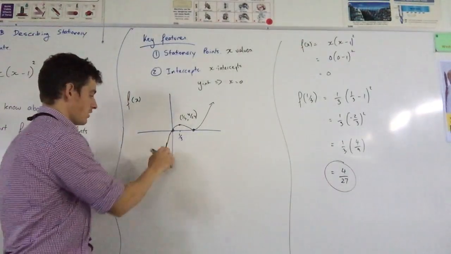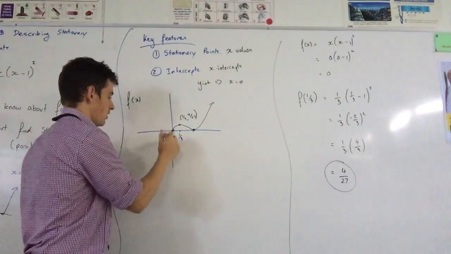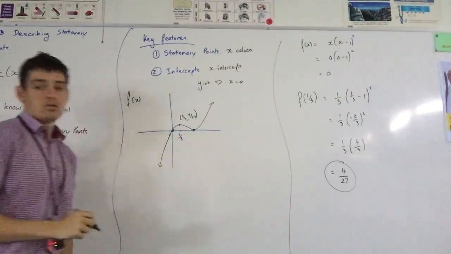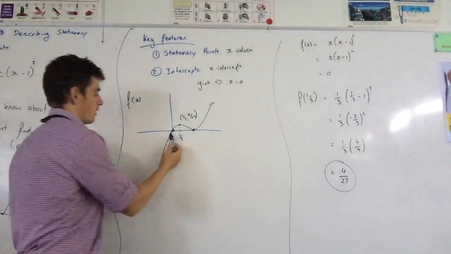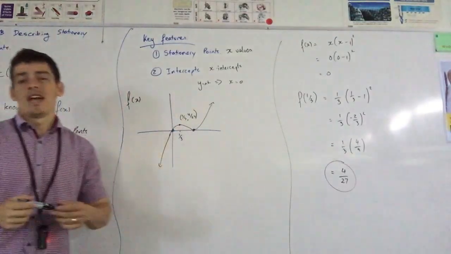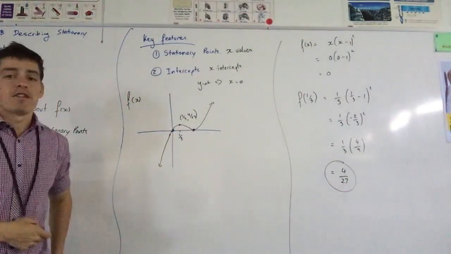We don't really need to know anything else about that function. There's no scale to our values. We just need to know intercepts and our points of inflection, and we've identified the key features of that function there.